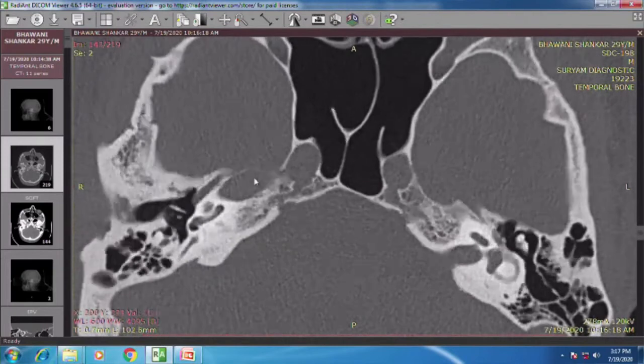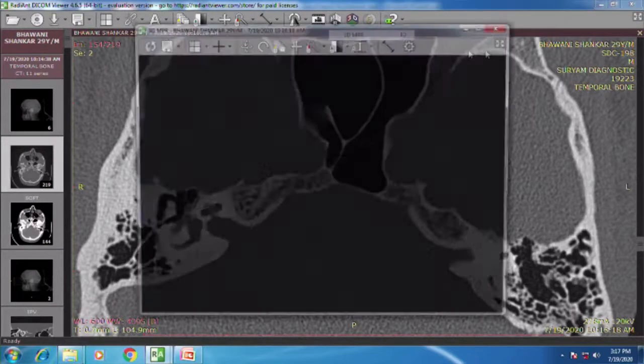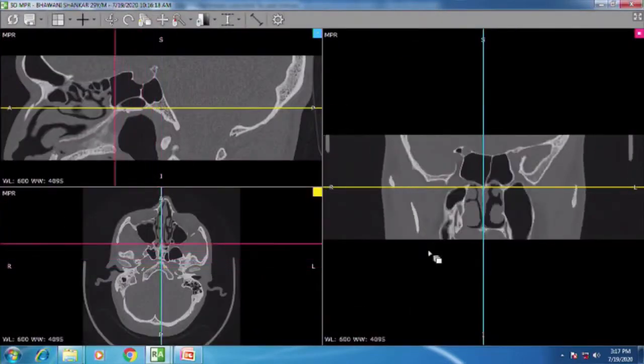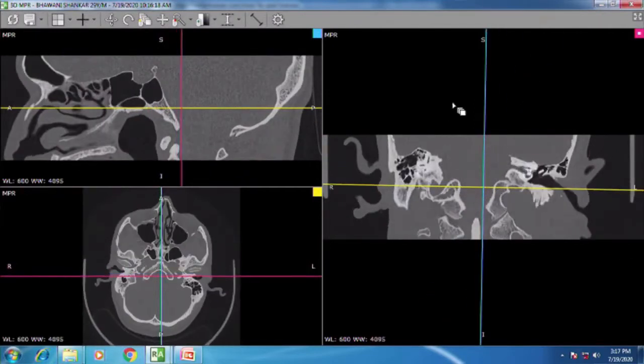Lastly, the facial canal. See, this is the horizontal facial nerve. In axial section, you never know how inferior it is. So again, we have to go to the coronal with this reconstruction and see if the facial nerve is overhanging. See this.